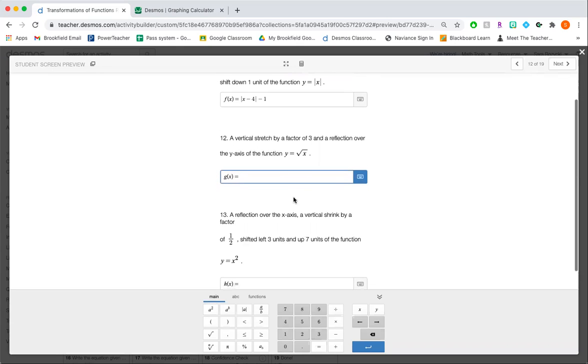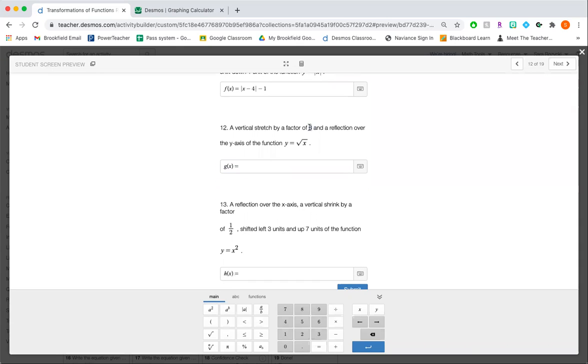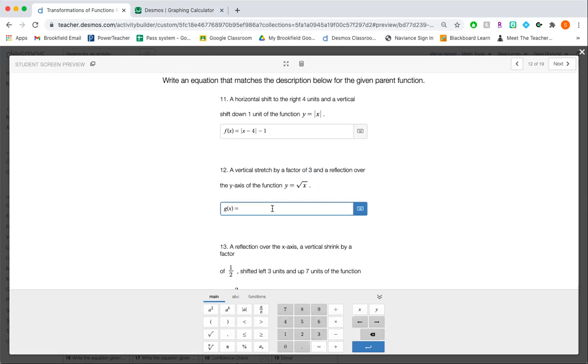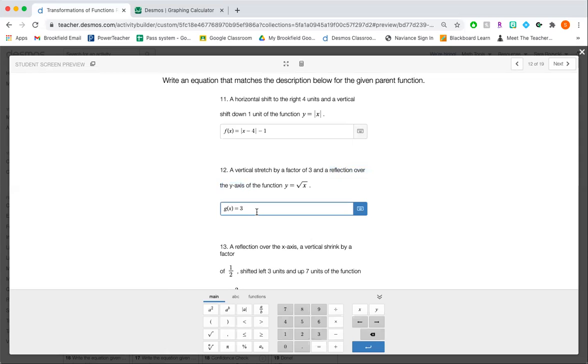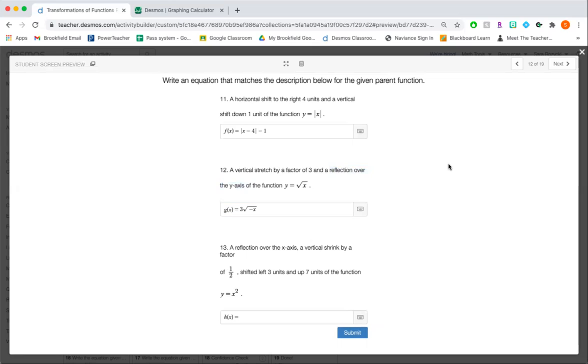For number 12, it's a vertical stretch by a factor of 3. So that means put a 3 on the outside. A reflection over the y-axis means multiply my x values by -1. So I'm going to make this the square root of -x. And then those are my only transformations there. There's no shifts, so I can't do anything else.